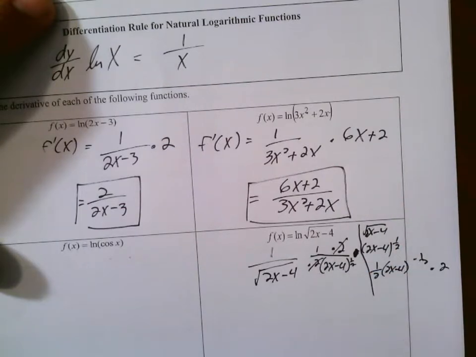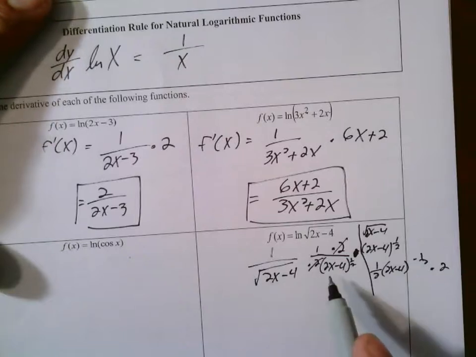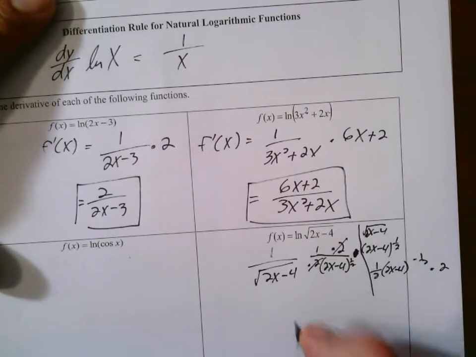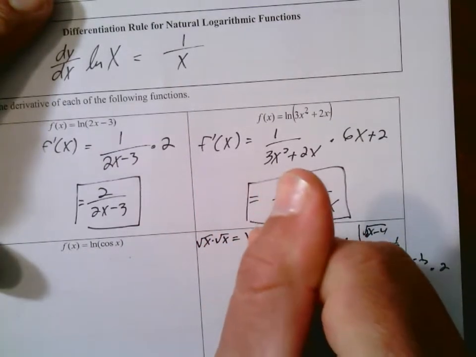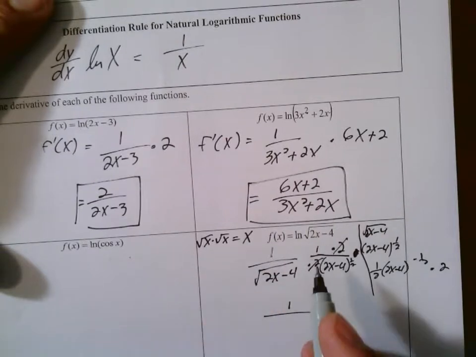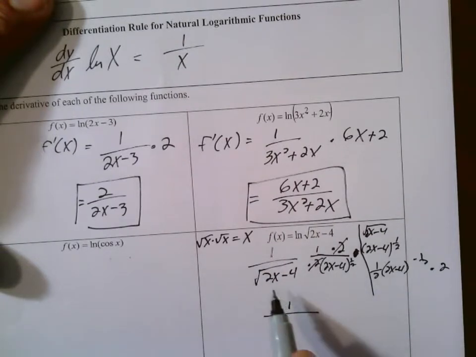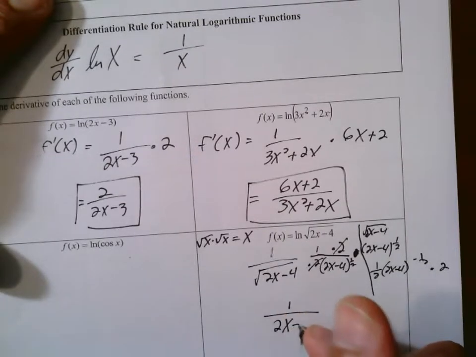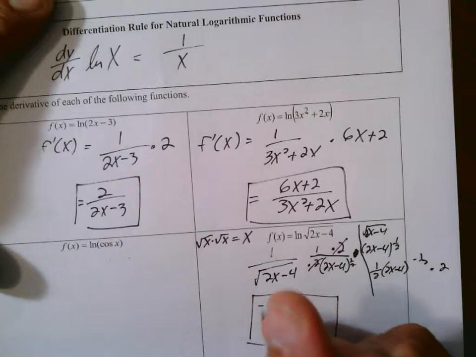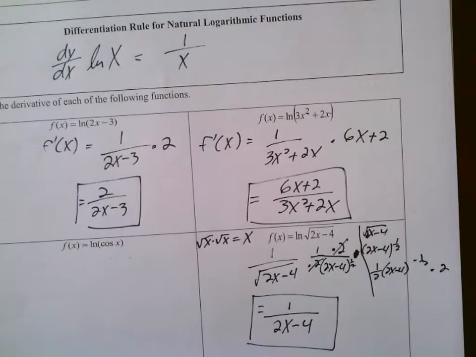The 2's immediately cancel. This is the square root of 2x minus 4, and this is the square root of 2x minus 4. The square root of x times the square root of x equals x. The square root of a times the square root of a equals a. The square root of 2x minus 4 times the square root of 2x minus 4 is 2x minus 4. Alright, so feel free to rewind this if I lost you in the process of that, because I know I got messy.